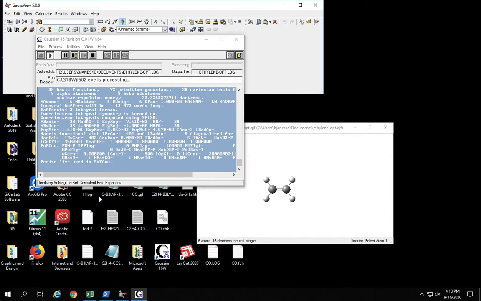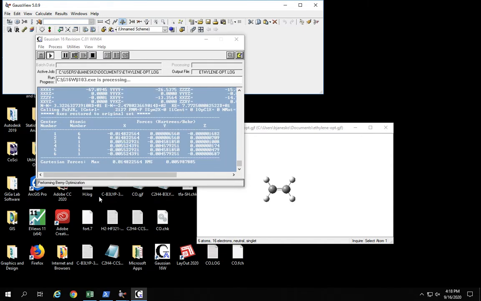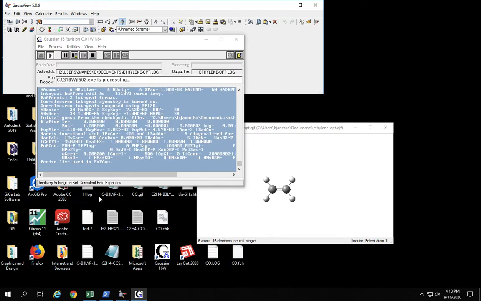It's a relatively small molecule. I'll find an optimized geometry pretty quickly. And all of this should be review.